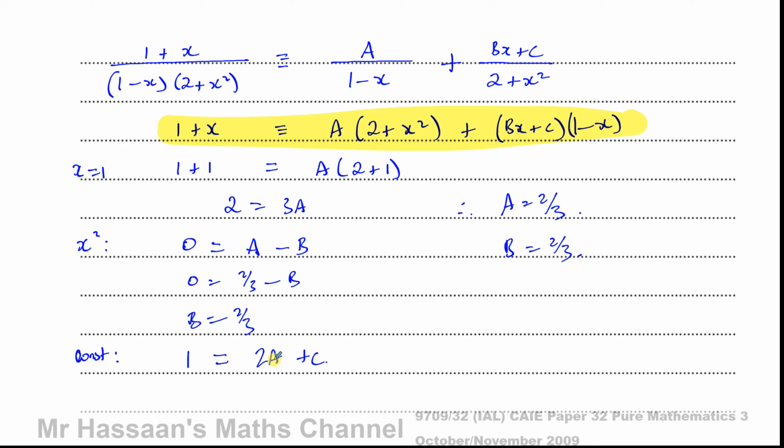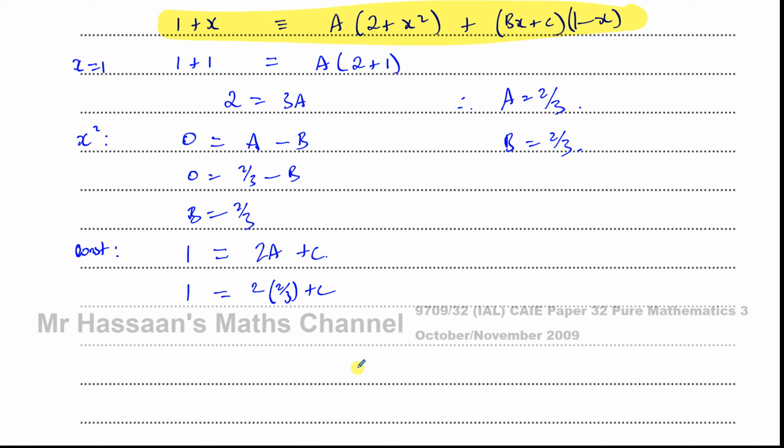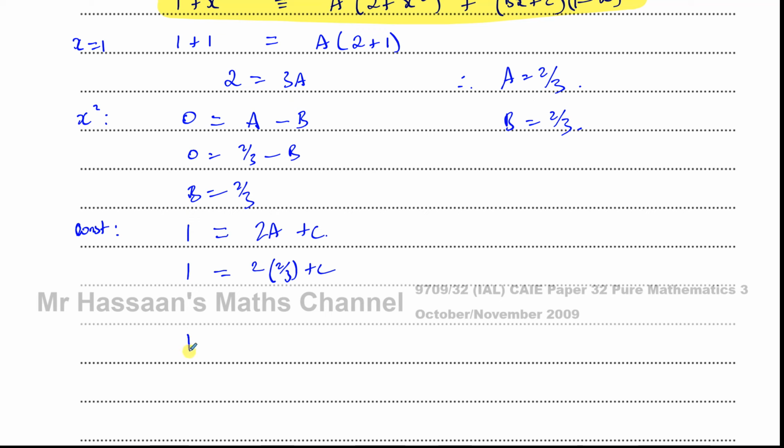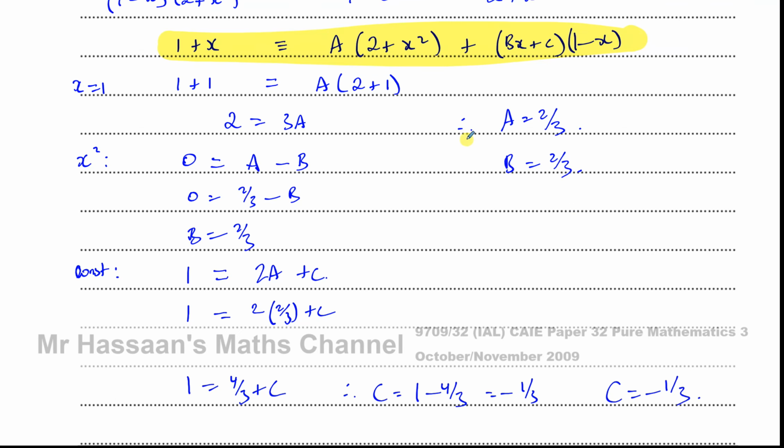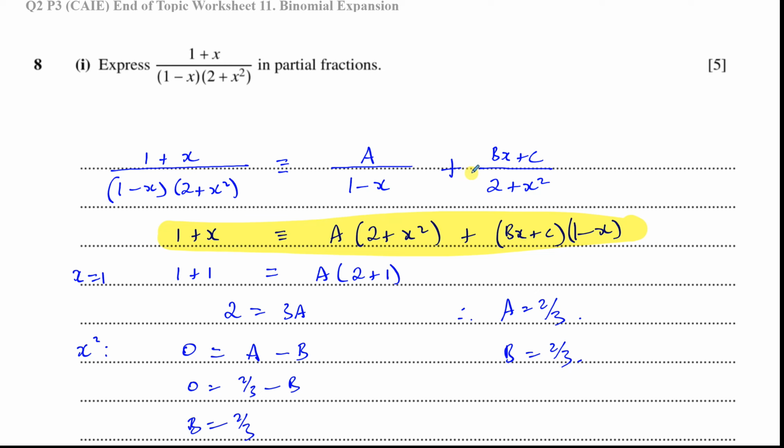Now I know what a is. a is 2/3. So I'll have 1 equals 2 times 2/3 plus c. And that gives me 1 equals 4/3 plus c. Therefore, c is equal to 1 minus 4/3, which is minus a third. This is 3/3 minus 4/3, minus a third. So c equals negative 1/3. Okay, so there we have the values a, b, and c, which we can now put back into this.